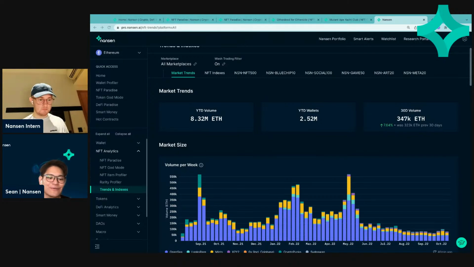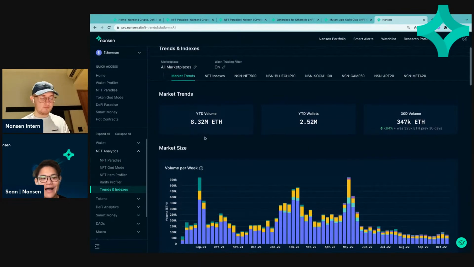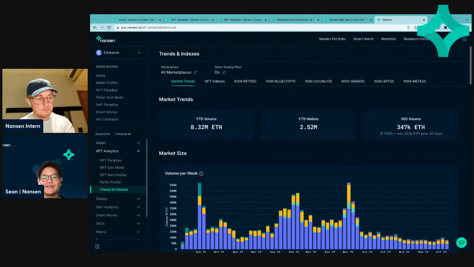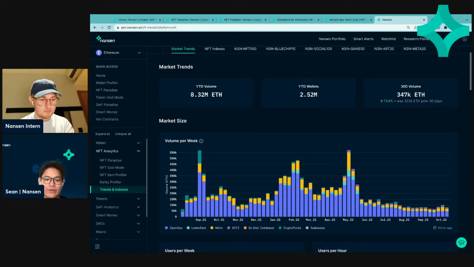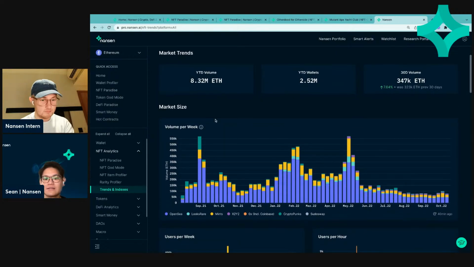Most of the time, people go to NFT Paradise, right? Just because it's all the way at the top. And when people see NFT, they click into it. But I want to start off from trends and indexes, because trends and indexes is a place where you get a market level overview or statistics of how different marketplaces are performing. And it's good to always check in here on a daily basis or on a weekly basis just to see how the market is performing.